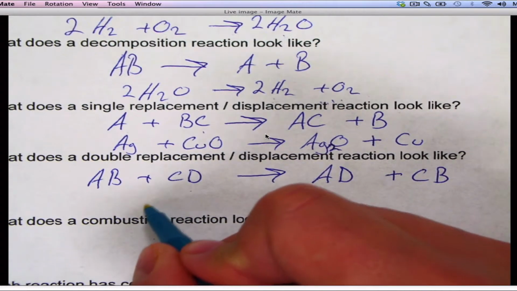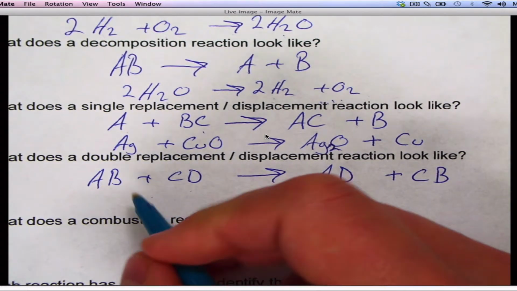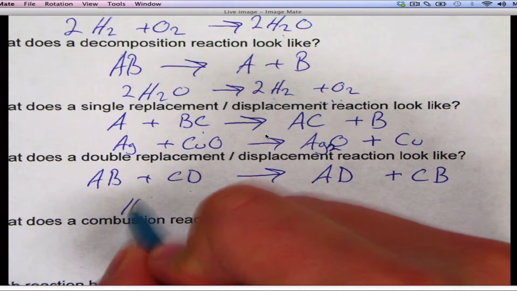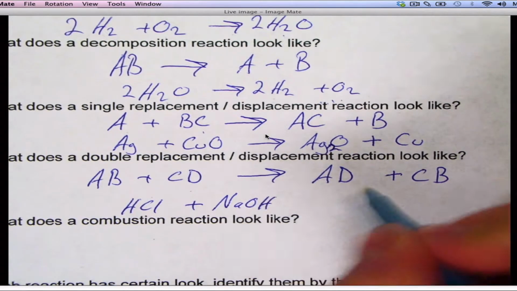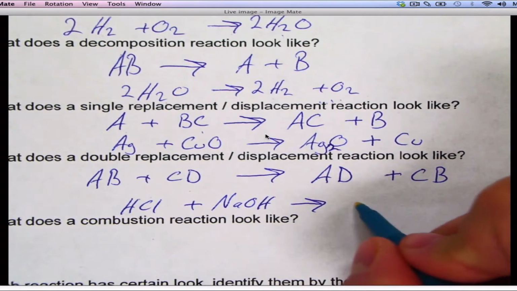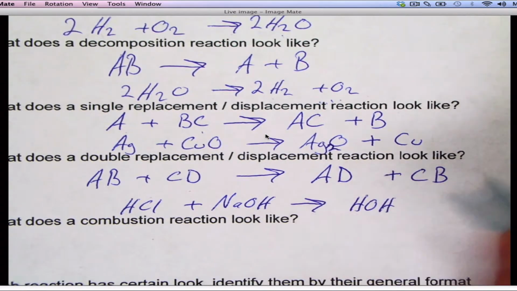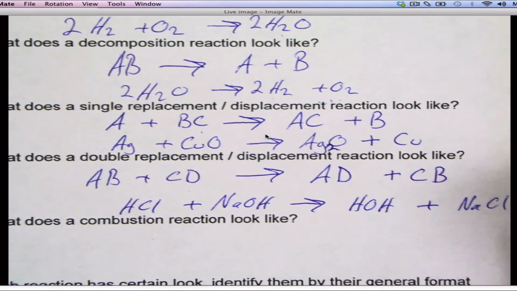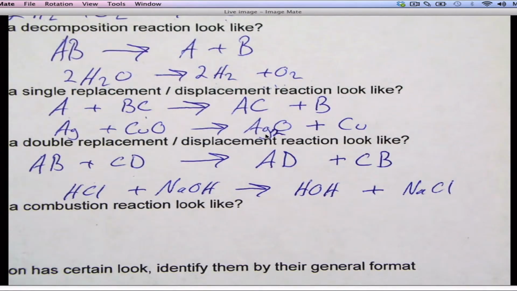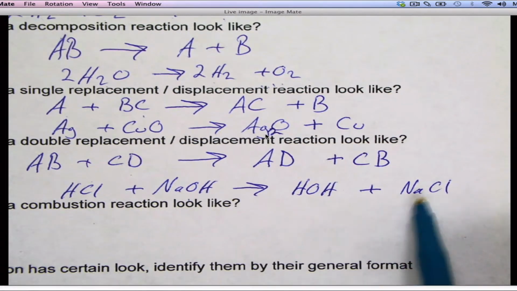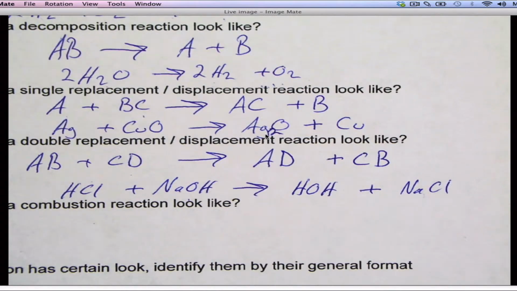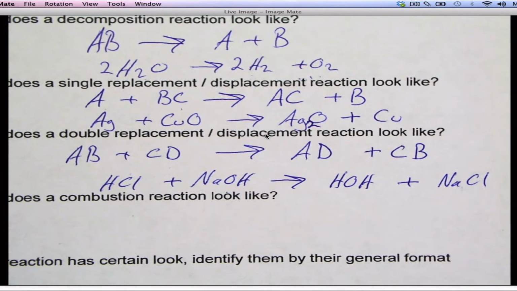And a reaction that could do this would be usually any type of acid-base reaction. Like you could take hydrochloric acid and it reacts with a base. Then you're going to say, oh, I'm going to get HOH and NaCl. There's a double replacement reaction. Compound reacts with a compound to make a new compound and another new compound. That's a double replacement reaction. All right. So look for telltale signs of how it's going to work out.